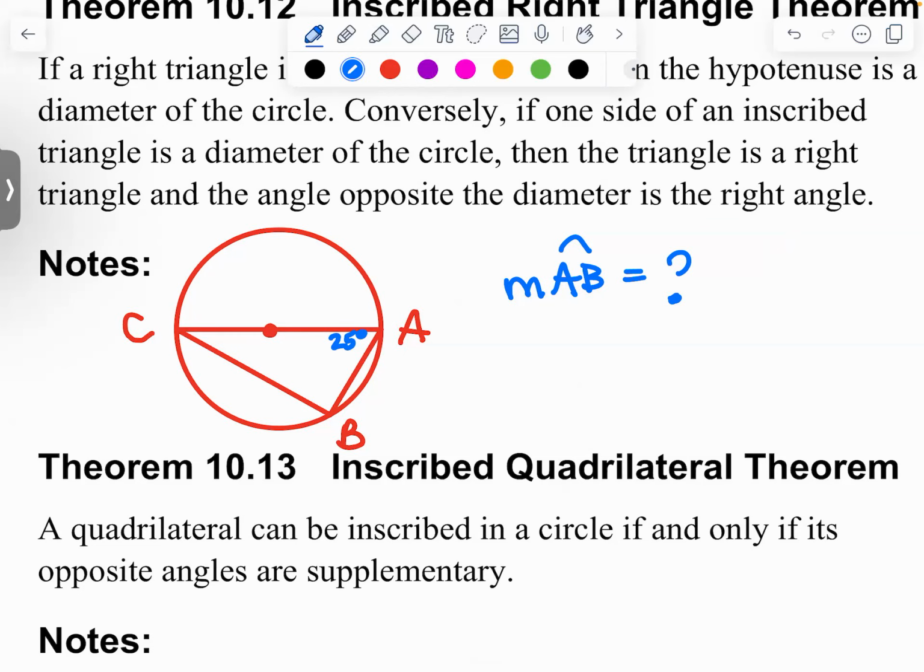It would help us to know what that angle would be to get arc AB. So let me ask you this question. Do we know what this angle measure is right here? We know that that's a 90-degree angle because it's intercepting a semicircle. So if that's 90 and this guy's 25, what is this right here? So you're saying that this is 65 degrees. Well, if that's 65 degrees, then the measure of arc AB would be 130. We would double it.